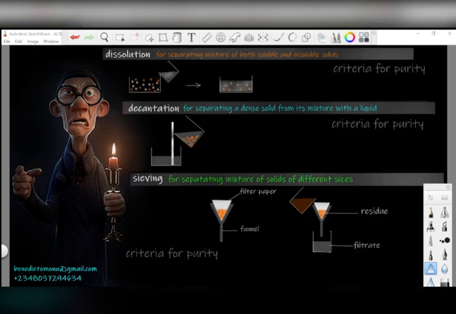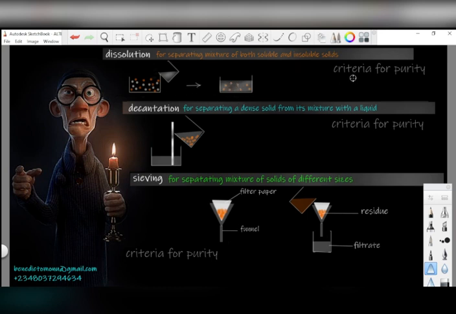We'll go straight to the first one, dissolution. You have a mixture of solids. One is soluble in a solvent, the other one is not soluble. I just put in water or a solvent, and you see that the white ones are soluble and they have dissolved in the water. Then the orange ones that are insoluble, I can easily filter them away.